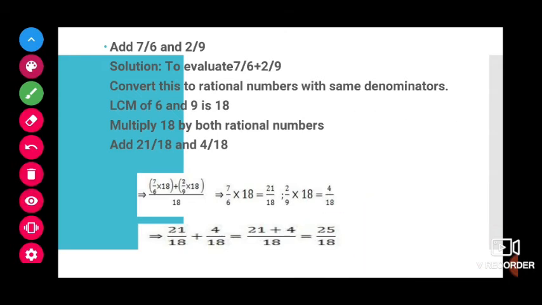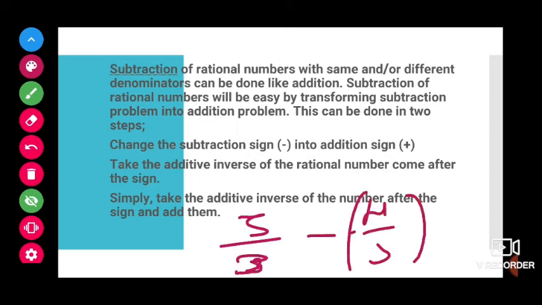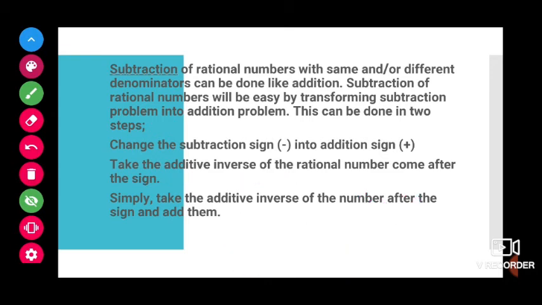Okay. Next one, subtraction. It is also the same as addition; the only thing is changing the sign of the next number. For example, if I have 5 by 3 minus 4 by 3, or else minus of minus 4 by 3, just change. Minus of minus will get plus. Or else if there is plus, then plus of minus is minus. Taking the additive inverse of the rational number comes after the sign. Then we will follow the same method as in addition.